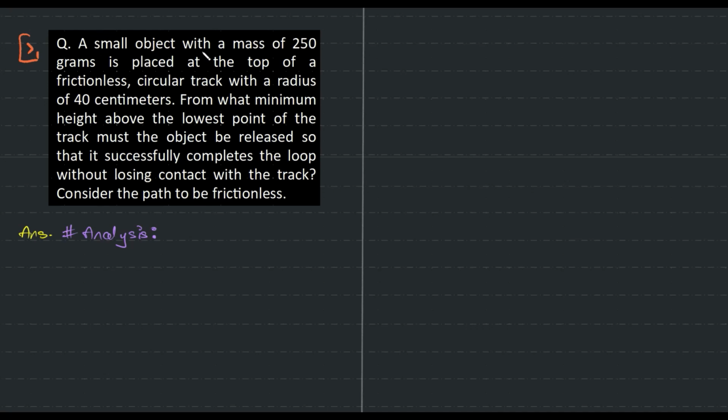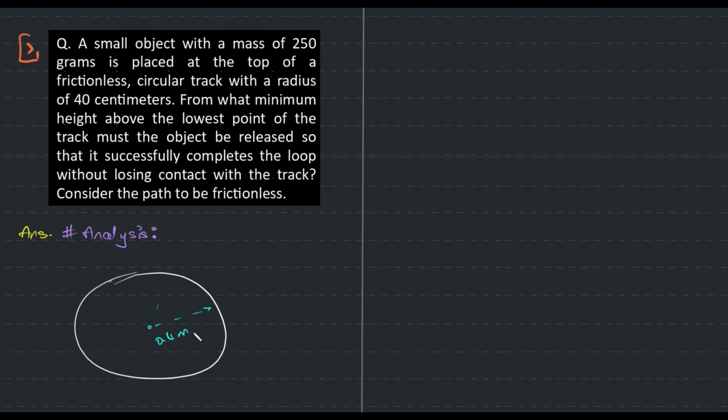So we have a small object with a mass of 250 grams placed at the top of a frictionless circular track. So basically your track would be something like this. You will imagine it to be so. And this radius is 40 centimeter. Okay, this is a toy track thingy.